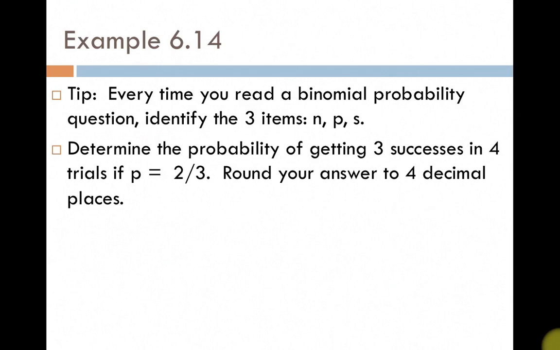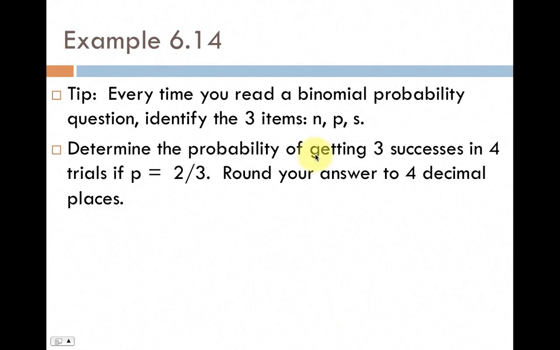Okay, the first question we're going to look at: determine the probability of getting 3 successes in 4 trials if p is 2/3. Round your answer to 4 decimal places. This is probably very simplistic, and you won't see anything this simple on a test or homework assignment because the values are basically being given to you.